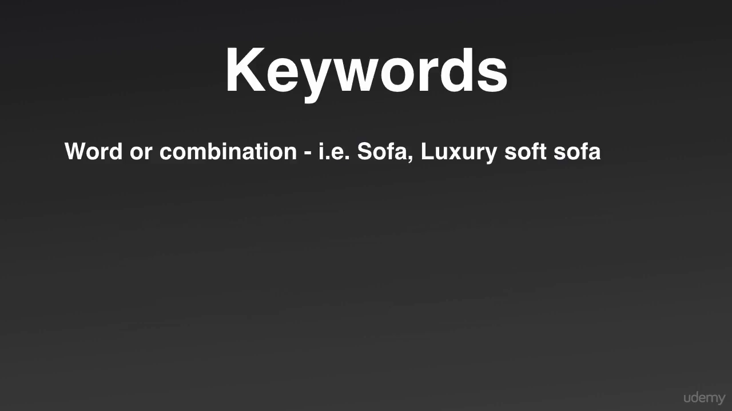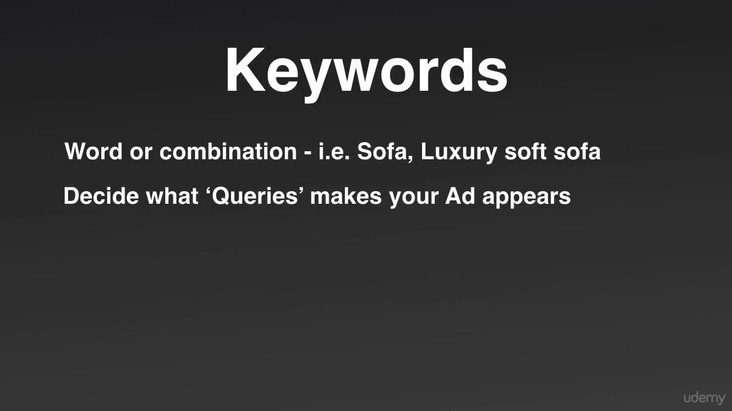So, a keyword is a word or a combination of words. For instance, you could just have sofa as one keyword, or you can have luxury soft sofa as your keyword combination. But they both class as keywords. A combination keyword is still on one line. So sofa is on one line and that counts as one keyword. Luxury soft sofa is on one line and counts as a keyword. By deciding the word and combination you use as keywords, this will dictate what queries trigger your ad to appear.